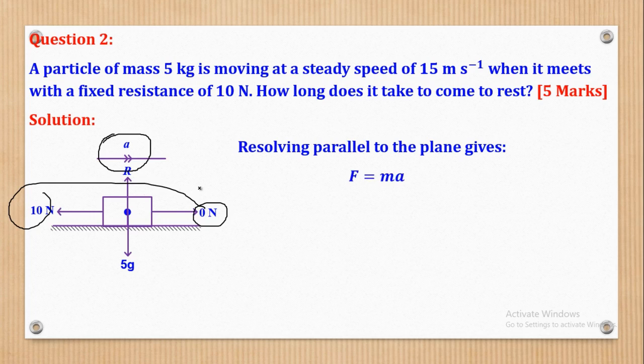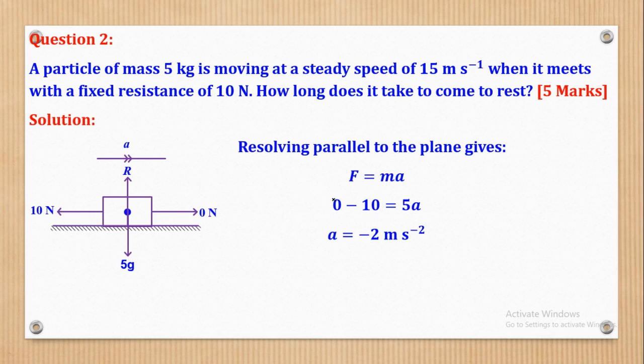So from F equal to ma, this resultant force will be 0 minus 10, equal to m, which is 5, and a, which is unknown. Therefore a is the only unknown. When I make it the subject, I come up with a being equal to negative 2 meters per second squared. Note that there is a negative, meaning there was deceleration.